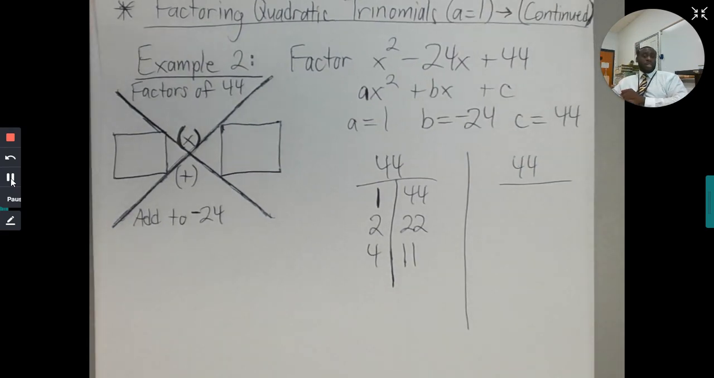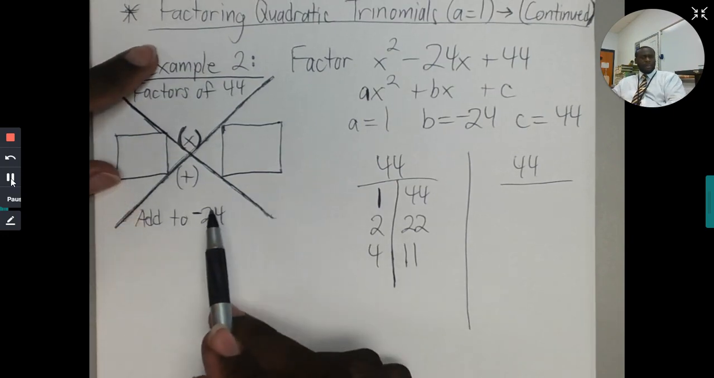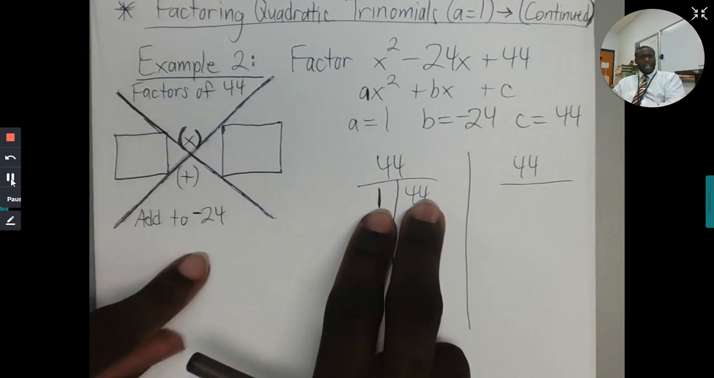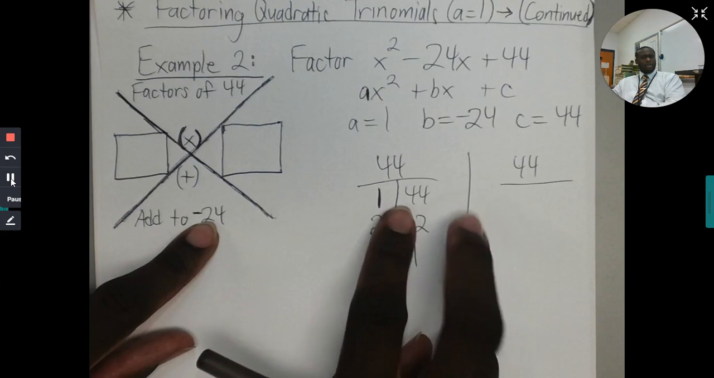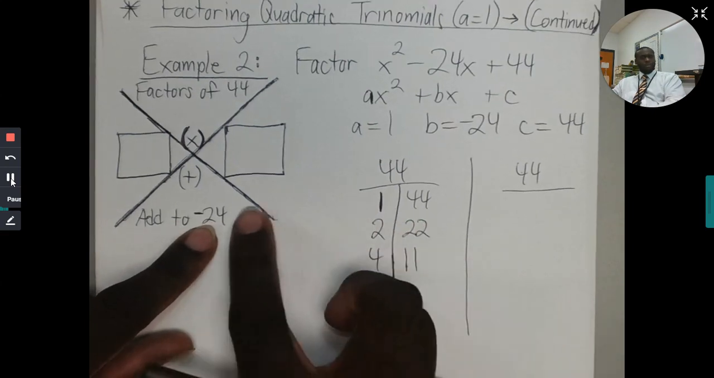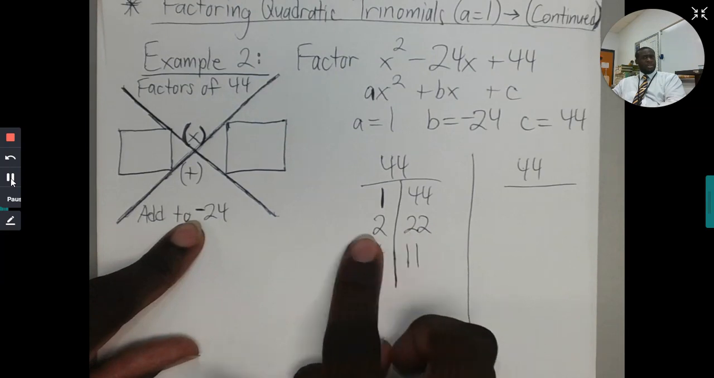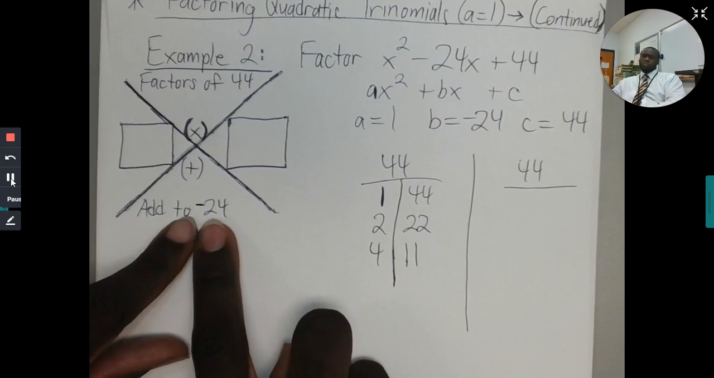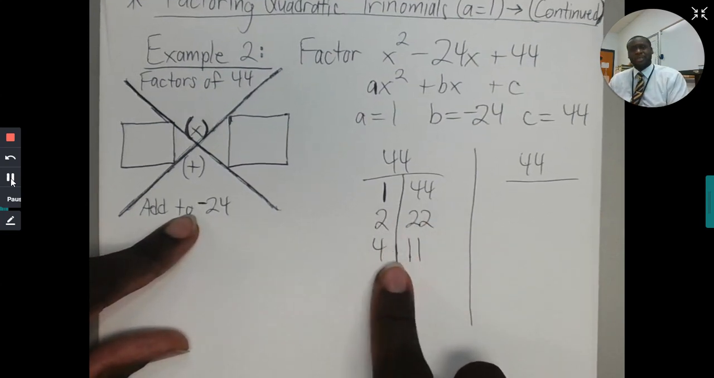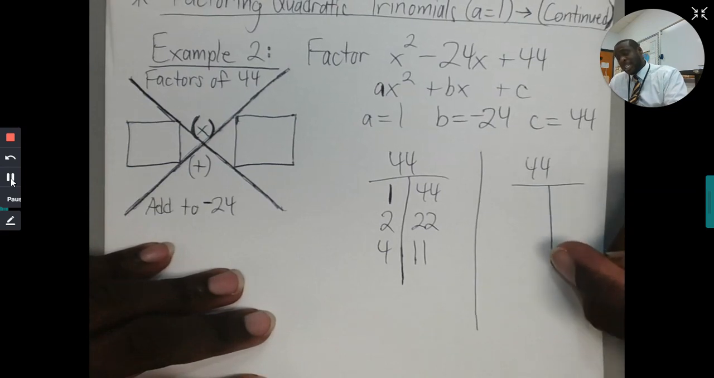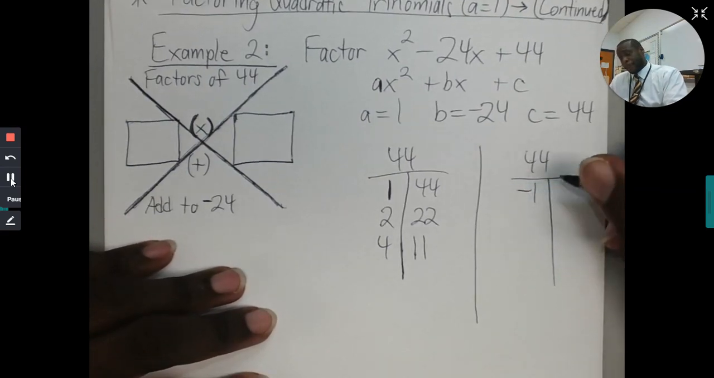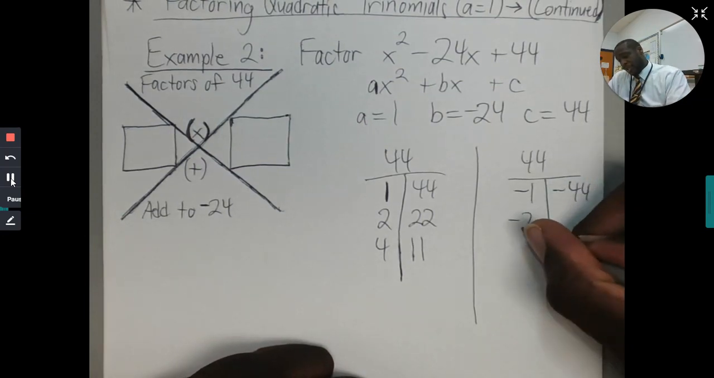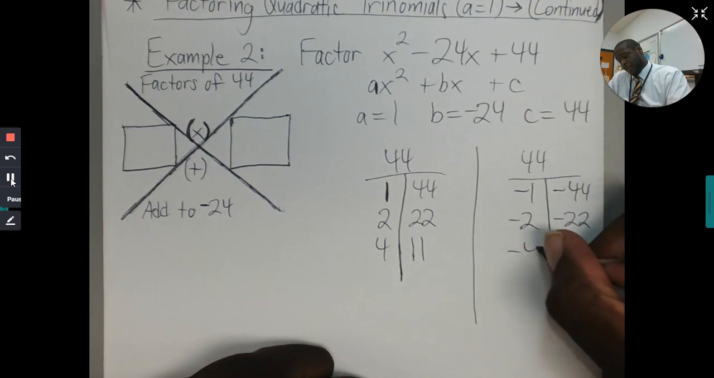Why do we need to consider the negative factors? Well, first off, if these pairs of factors have to add to give me negative 24, we've got a problem here, because 1 plus 44 is positive 45. 2 plus 22 is positive 24. And 4 plus 11 is positive 15. We can't use these positive factors of 44. We need to use the negative factors. So negative 1 times negative 44, negative 2 times negative 22, and negative 4 times negative 11.